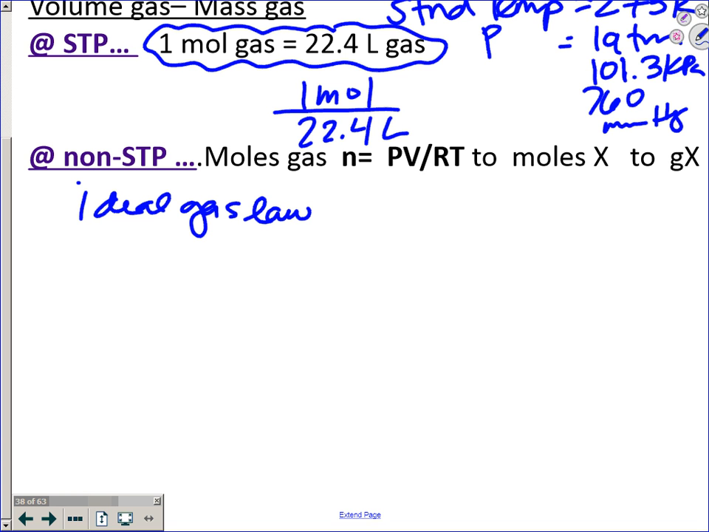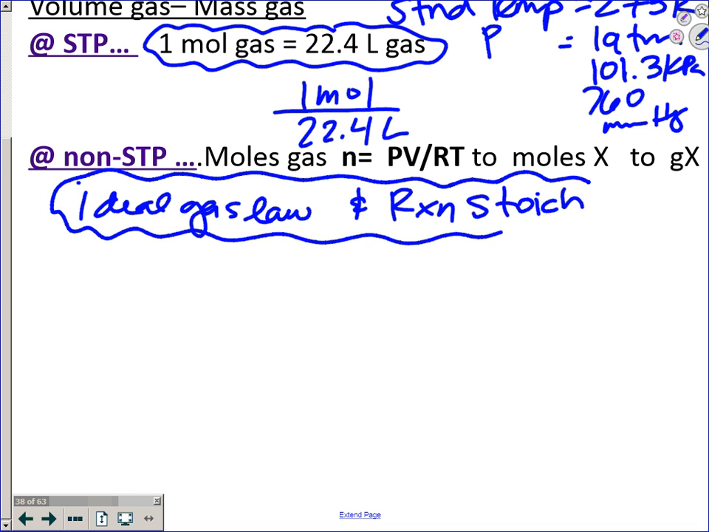I'll go back up to the top first. A lot of times we'll be given moles of one substance and convert to moles of another substance, so at some point we're going to use a mole ratio, or at some point we're going to use the ideal gas law. So I'm just going to put ideal gas law and reaction stoich, because we're probably going to have to do these together in order to solve a problem. And that's what's on the next slide.